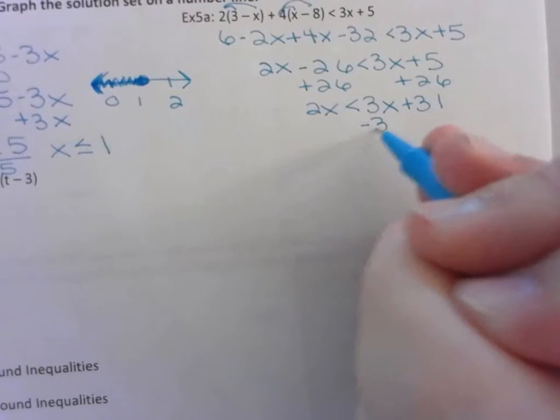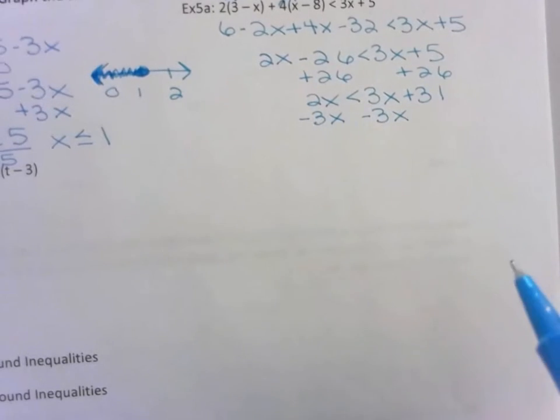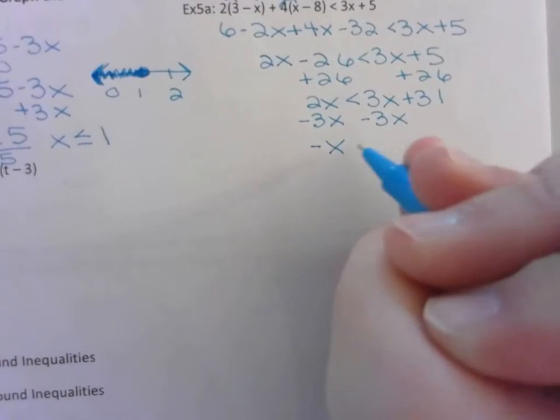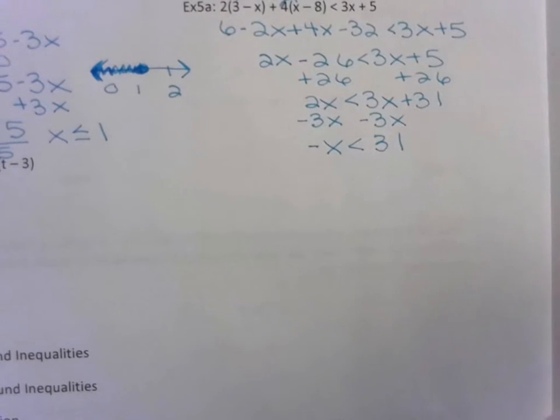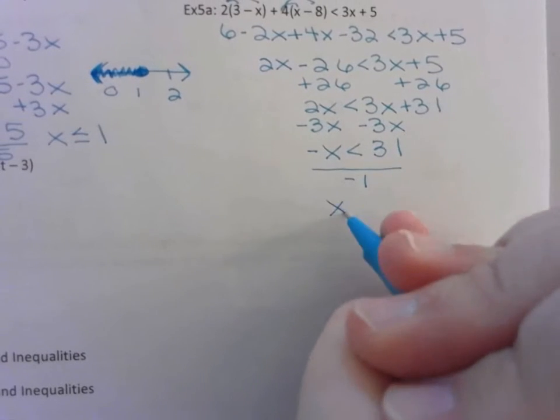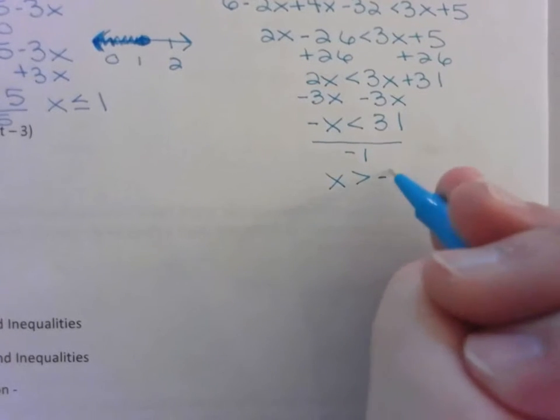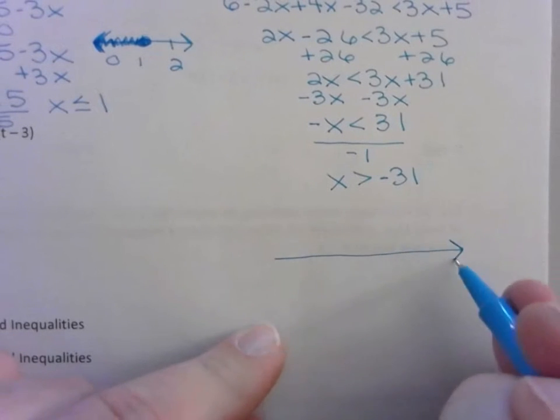Subtract the 3x, because I want to get my x's together. So 2x minus 3x is negative x is less than 31. It's not solved yet. What do I need to do? Divide by negative 1. So x is greater, because I divided by a negative, so switch the sign. Negative 31. And you do need to graph it on a number line.